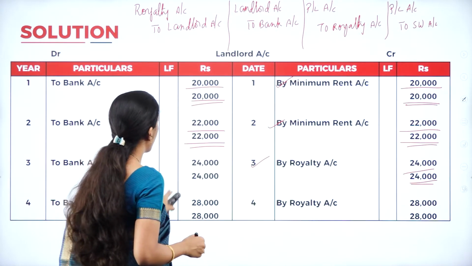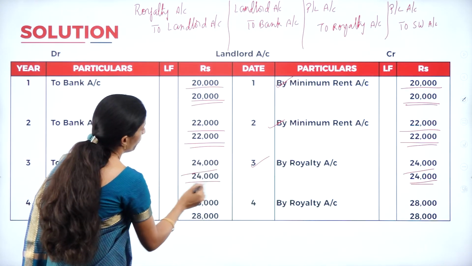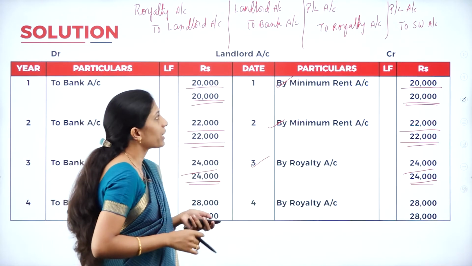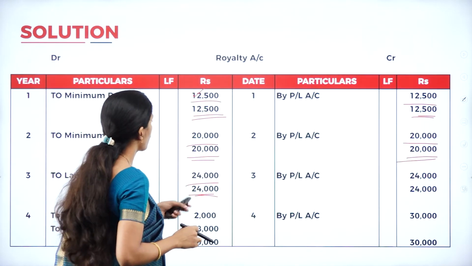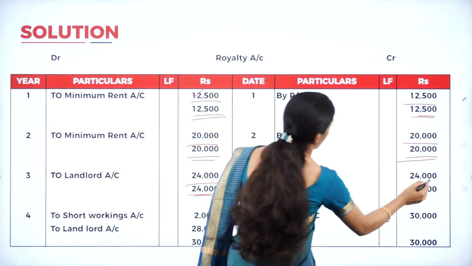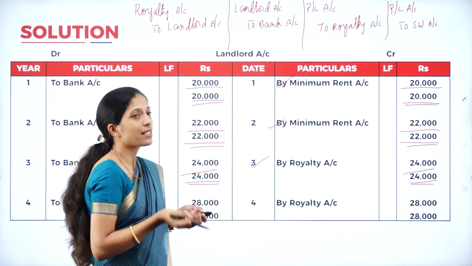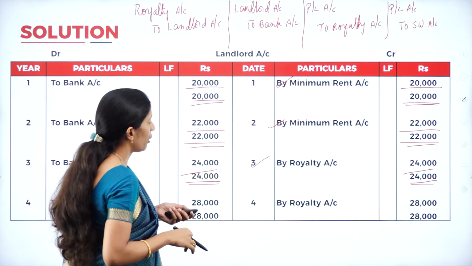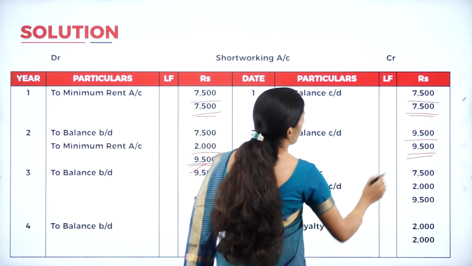Here, how do you write? Landlord account debit to bank account. Here, to bank account. Next, the third entry, profit and loss to royalty. So, in royalty, by profit and loss account 24,000. Next, the last entry under short workings: by profit and loss account 7,500.